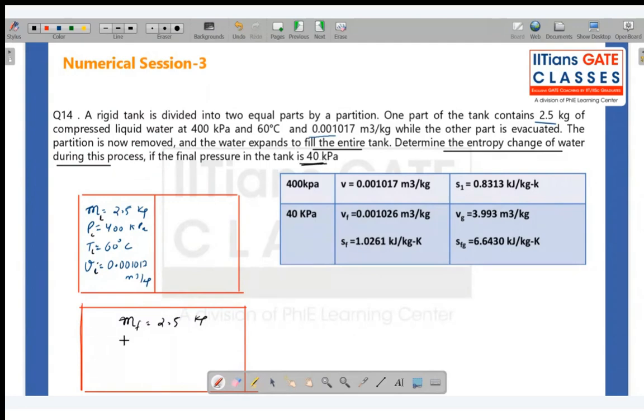The final pressure is given. Pressure is reduced, of course. P final is 40 kilopascal. T final, I don't know. And what is the final specific volume? It is two times, because the volume is increased. So this is your v2.